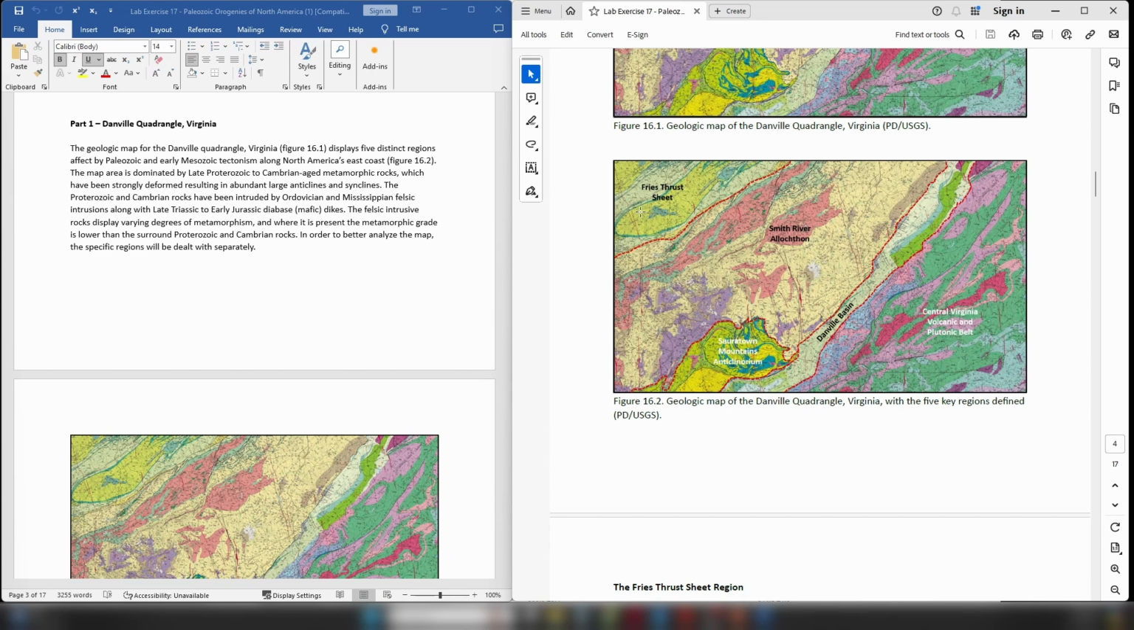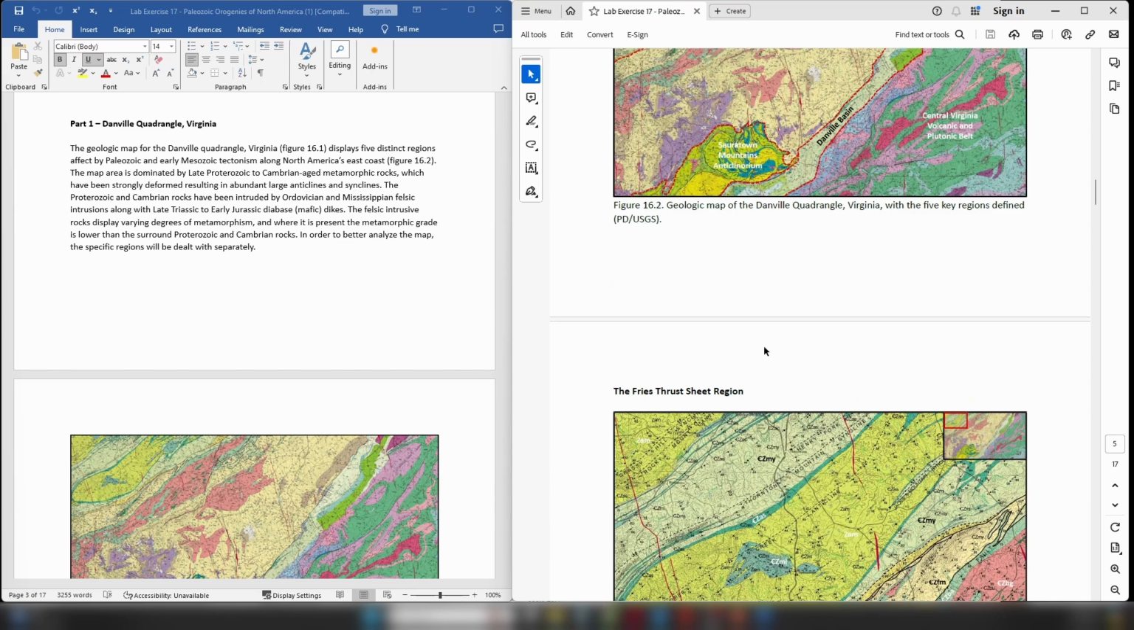I should point out that when we are doing this lab exercise, we're just going to be using these domains here. We are not going to focus on the Soratown Mountain Anticlinorium because it doesn't give us as much information as the other 4 domains. And so we're going to be focusing on each of these domains separately, and we're going to be analyzing them to get an idea of what has happened to this area during the Paleozoic and into the Mesozoic.